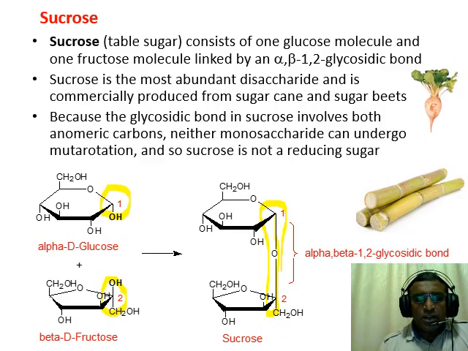But if we can hydrolyze the bond, the 1,2 glycosidic bond, to release glucose as well as fructose, then they can become reducing sugars, but not sucrose as a whole.